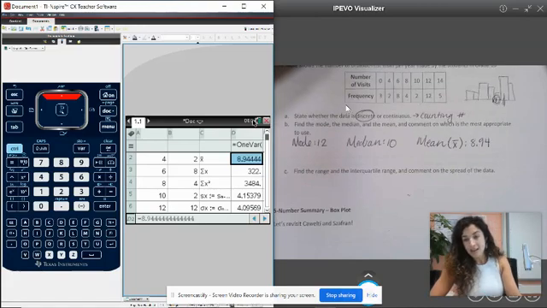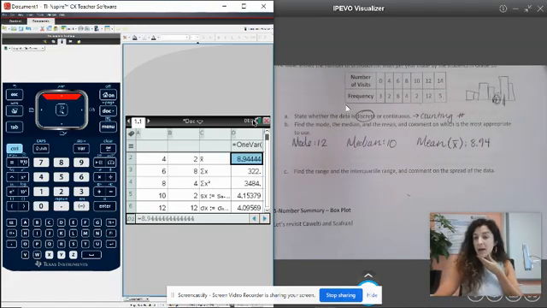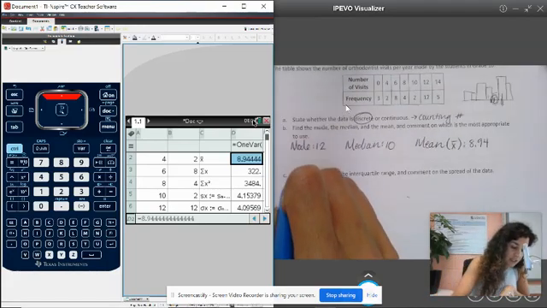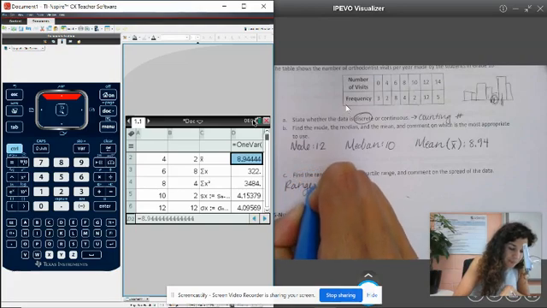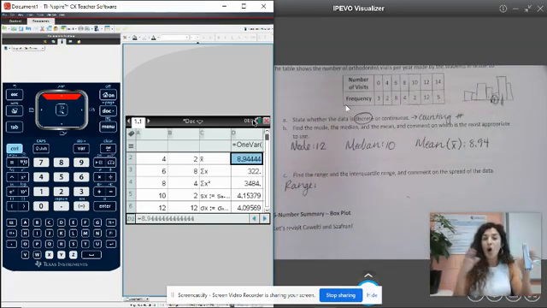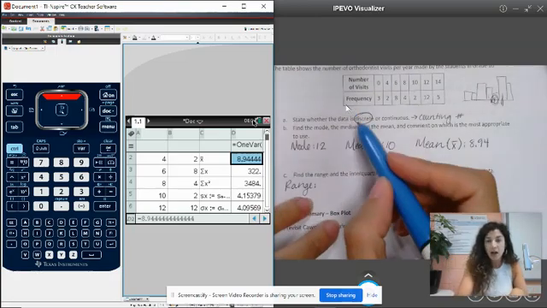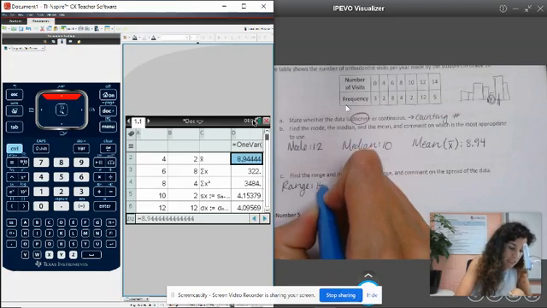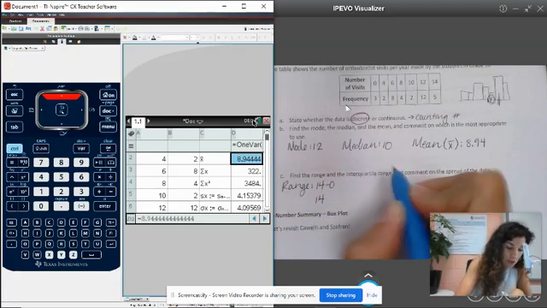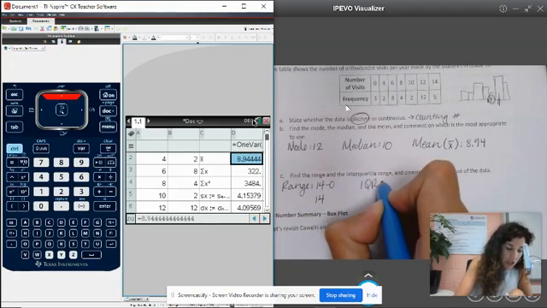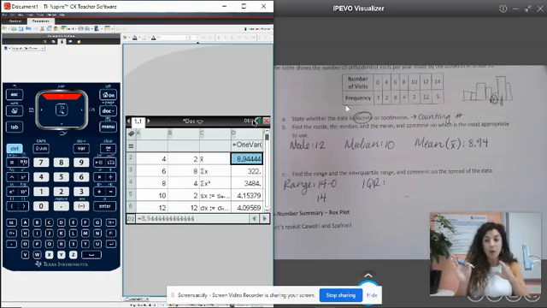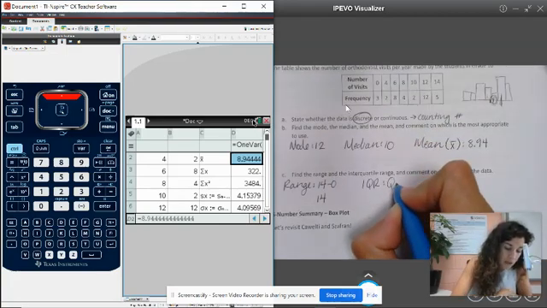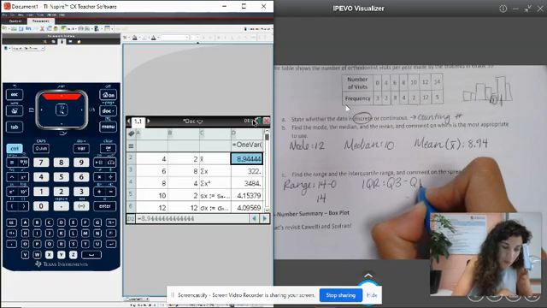Okay, we want to find the range and the interquartile range and comment on the spread of the data. So the range is how far apart all of the data is. That's not your frequency. You're talking about the number of visits. So how far apart? That's going to be 14 minus 0, which is 14. Your interquartile range deals with quartile 1 and quartile 3, and the distance between those two. Your interquartile range will always be quartile 3 minus quartile 1.